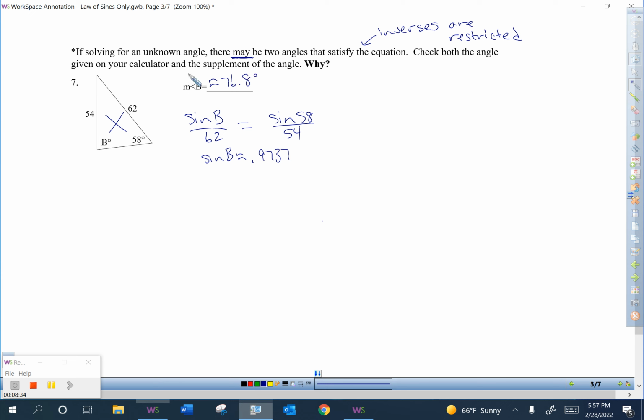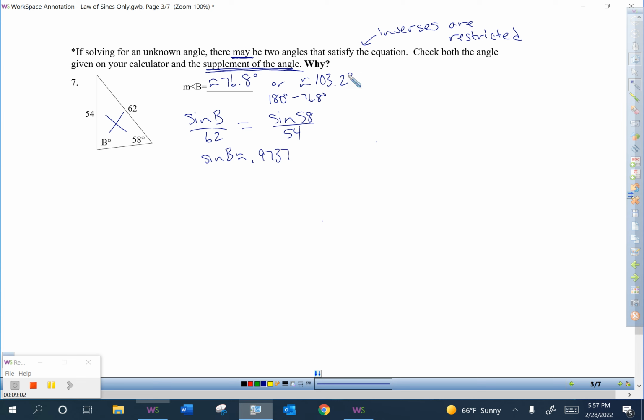Okay, but we're also asked to find the supplement of that angle. Okay, and remember, supplement is just the angle that makes that add to 180 degrees. So if we take 180 minus that number, we get our second option of 103.2 degrees. Okay, so what I want to do is first talk about why this is even a possibility, and then we'll talk about if it actually works in our situation.